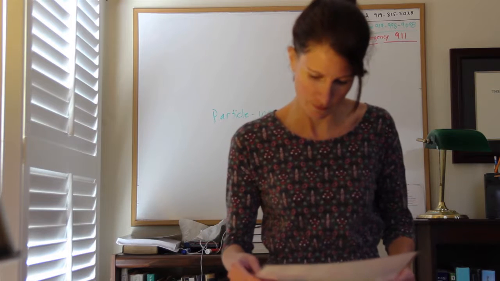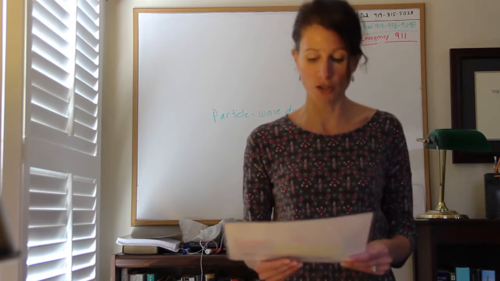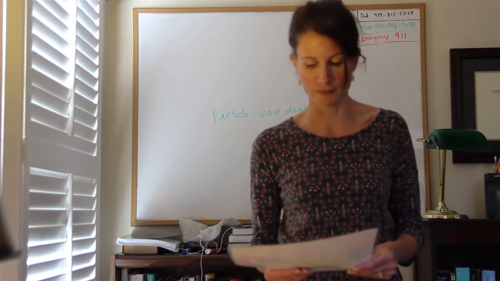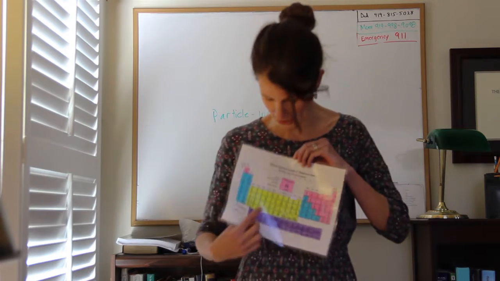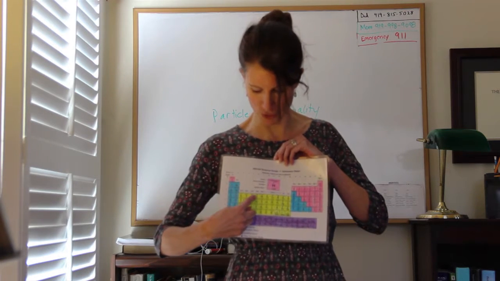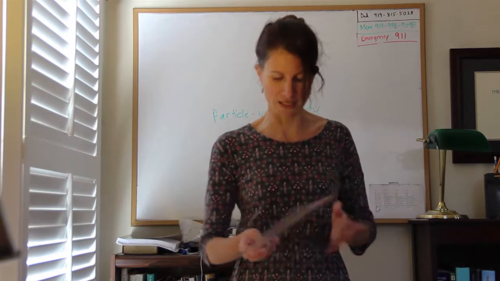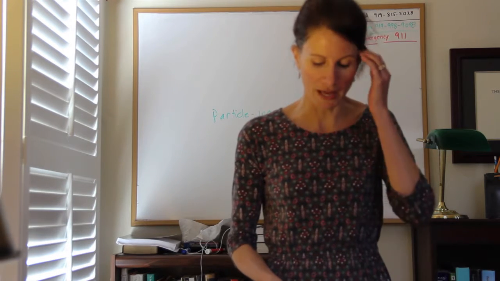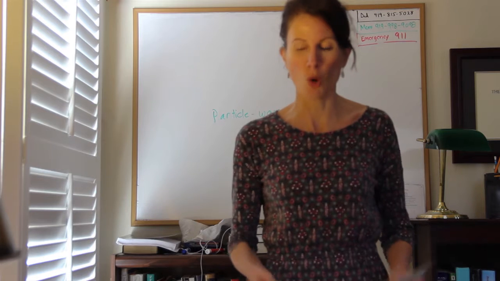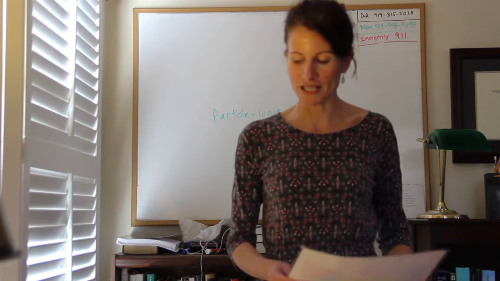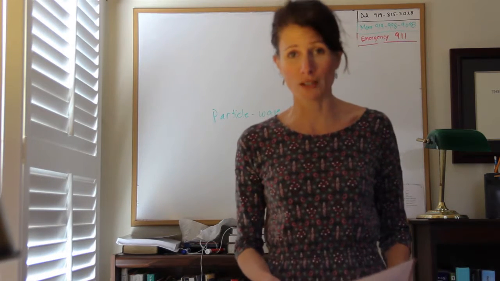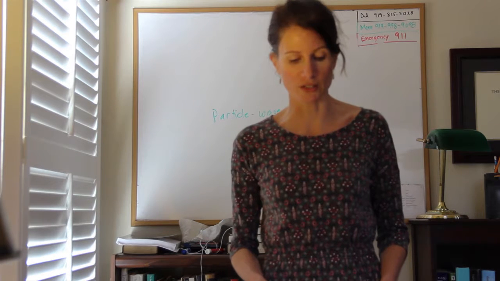There it is. Chromium is atomic number 24. So it's, I don't know if you can see, but it's in this area. It's right here in the first row, right next to manganese. Okay, chromium has an atomic number of 24. What does that tell us? What that tells us is that chromium has to have 24 protons and 24 electrons.